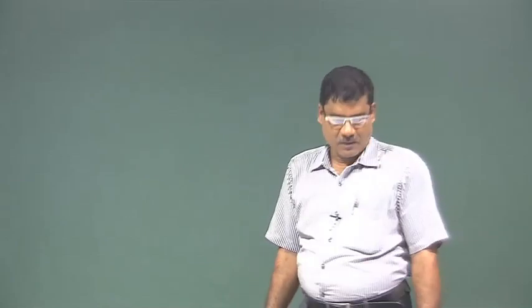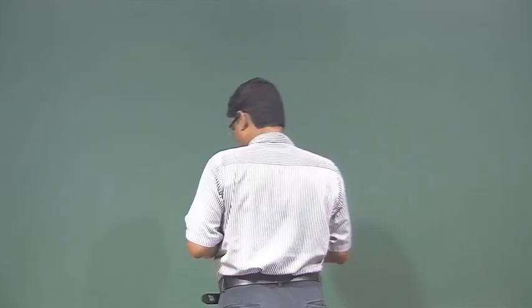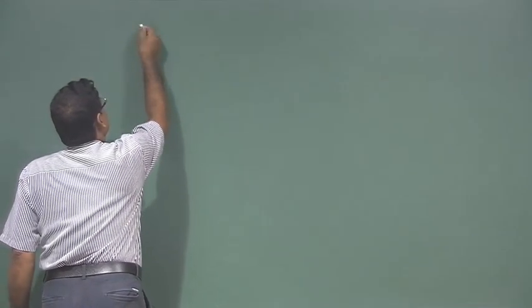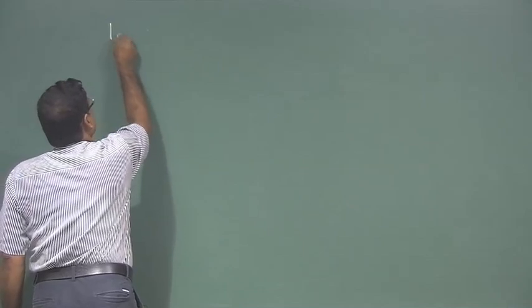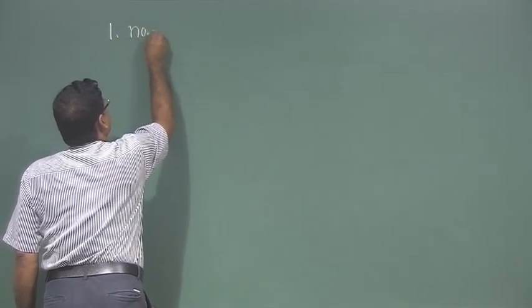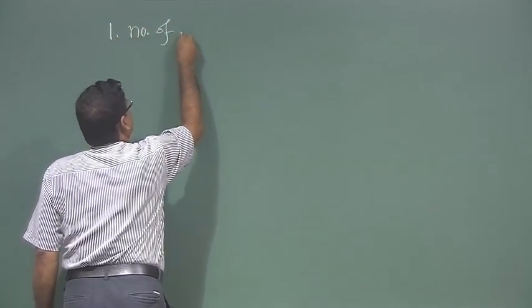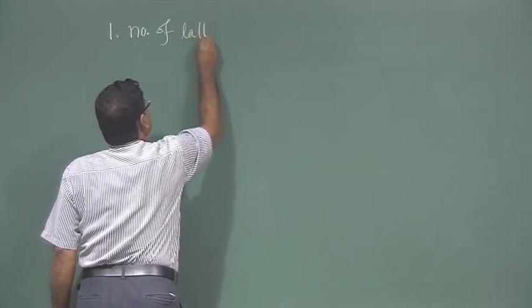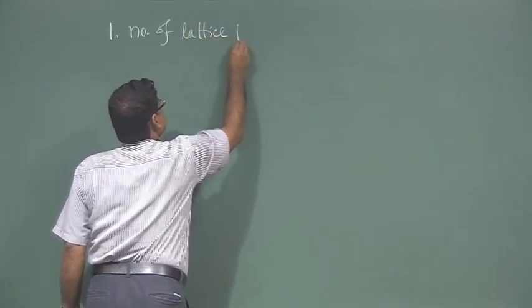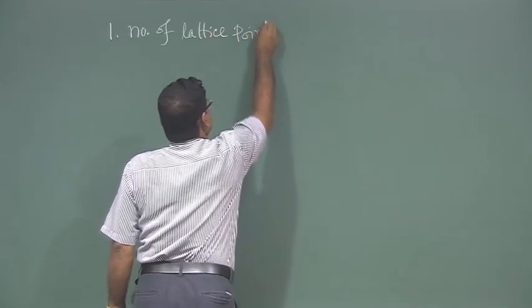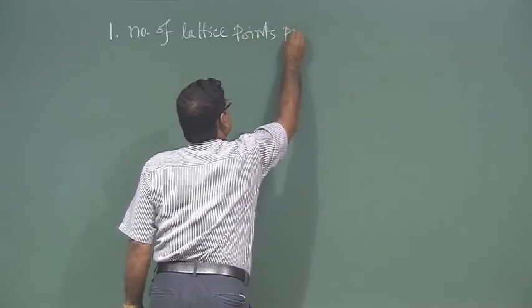So, we will continue calculation of some parameter. In last class we started. So, this we have seen the number of lattice point per unit cell.